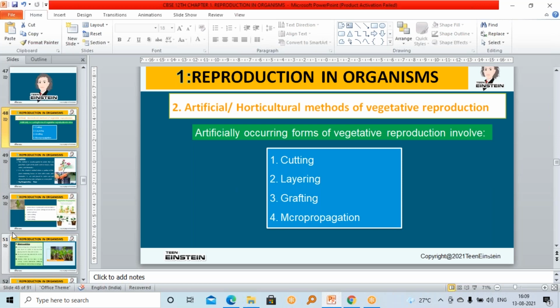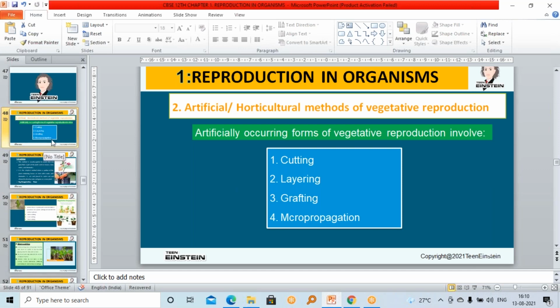Think plant A is very good in its nutrient quality, and plant B is very good in the number of fruits. Both characters we can combine in the artificial method and produce a new variety. That is the speciality of the artificial, or horticulture, method of vegetative reproduction. We make use of this in horticultural methods.